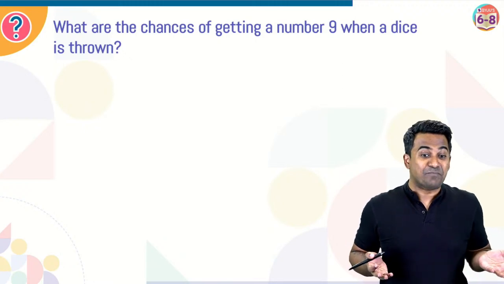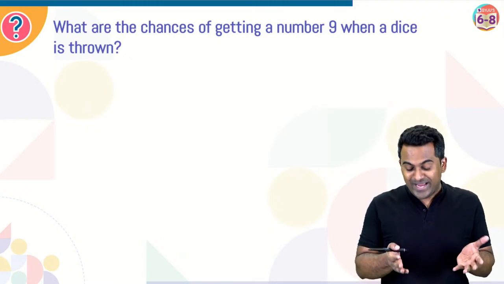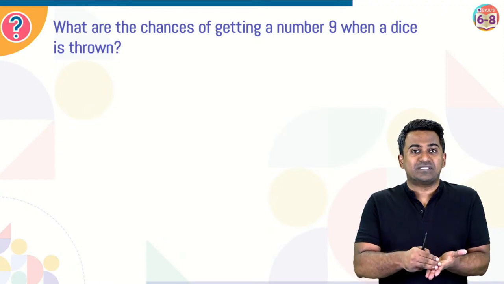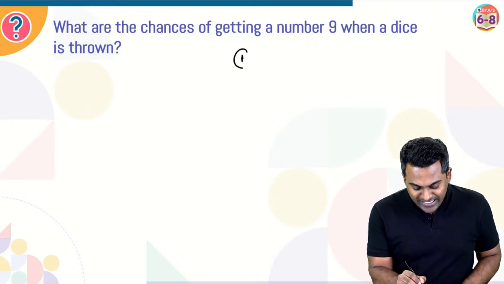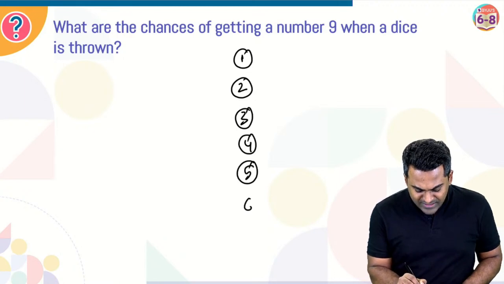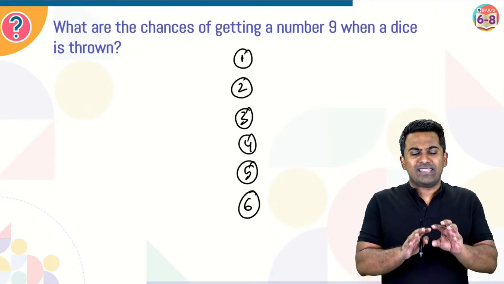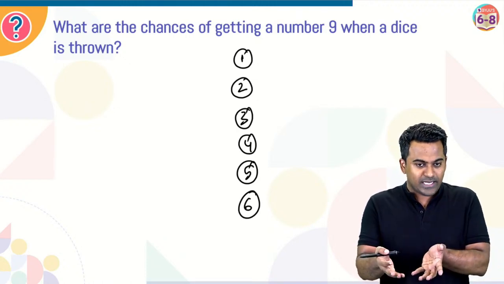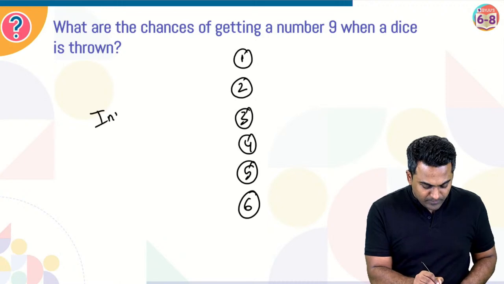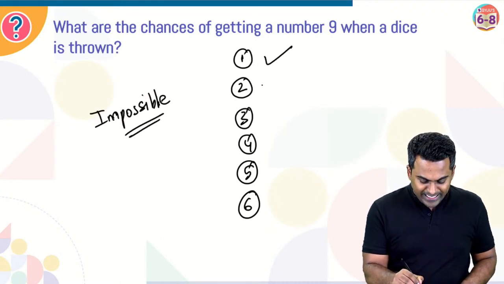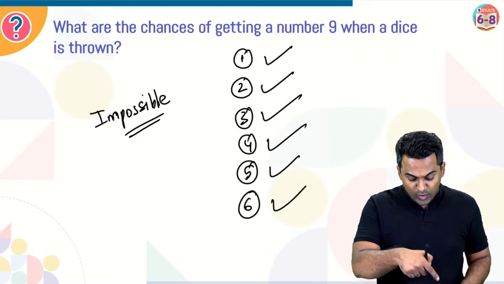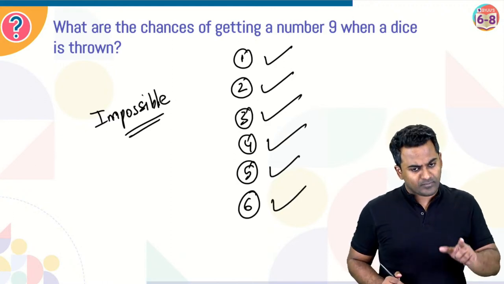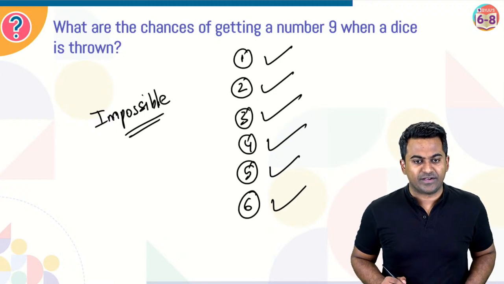0. Yes, impossible. Because when you're throwing a dice, only 6 numbers coming is possible. Either you can get a 1 or you can get a 2, 3, 4, 5 or a 6. That's it. Only these 6 numbers are possible. There is not a single die with the number 9 on it. Yeah. Very good. This is impossible because it can be just one of these 6 numbers. That's it. Very good. You guys are giving the correct answer.